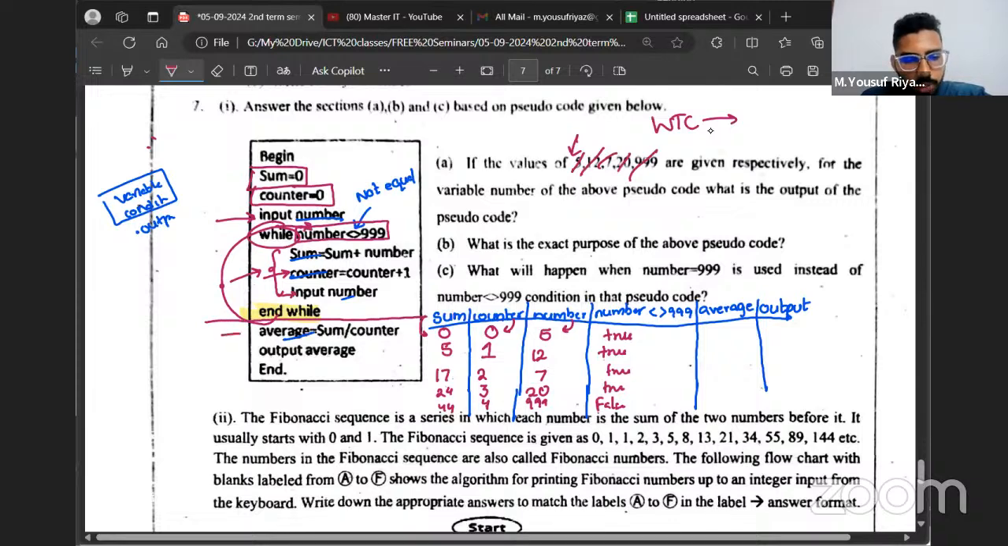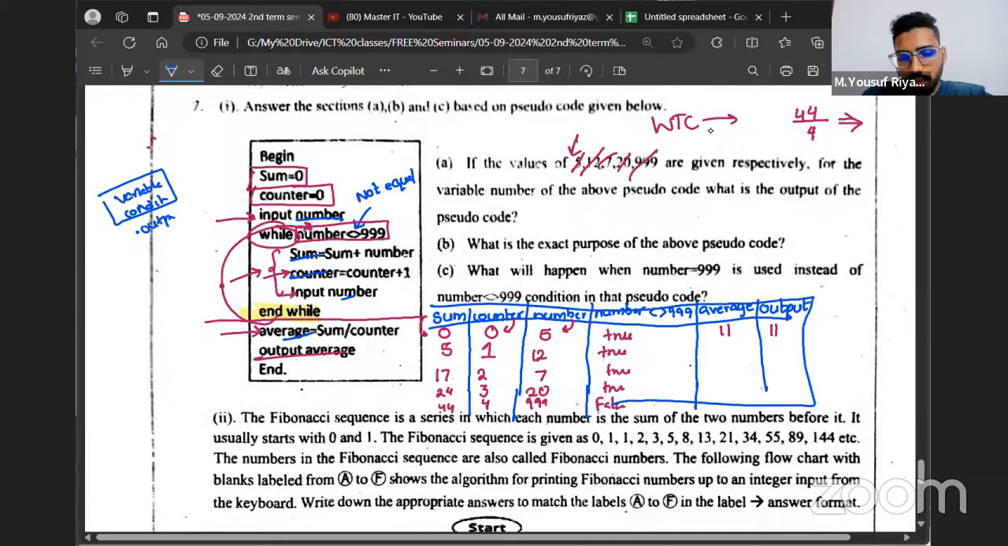After the while loop, we have average is equal to sum divided by counter. Sum is 44, counter is 4. So based on that, what will be the value of average? Average is going to be 11. So I write 11 here. And they're saying output average, so the output is going to be 11. If you draw the dry run, you can easily find out the answer is 11.